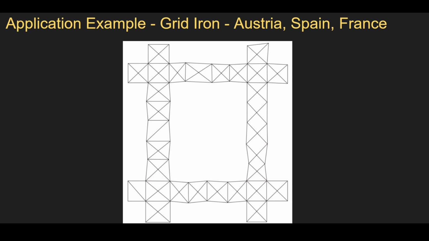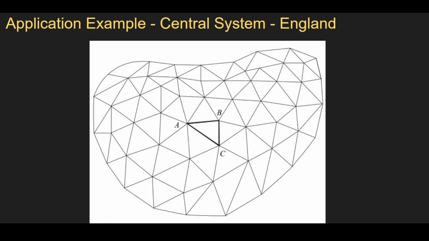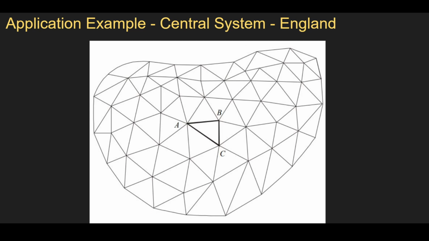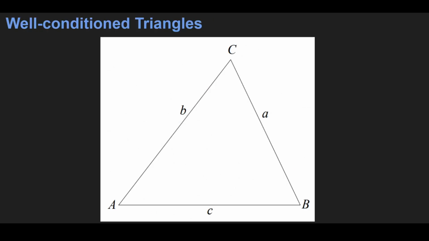So we have right here a chain of quadrilaterals, right? And then we have another application right here. This is called the central system. This is used in England. We have here a central triangle ABC, and then you expand in all directions. Now, the gridiron is more stable compared to this central system.